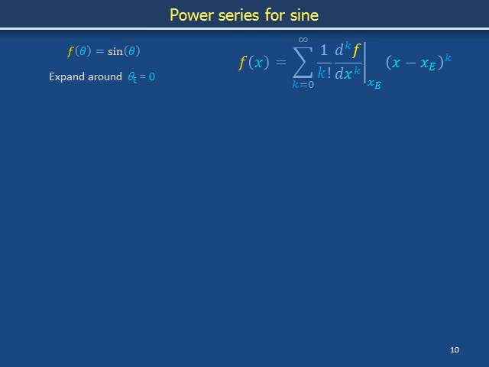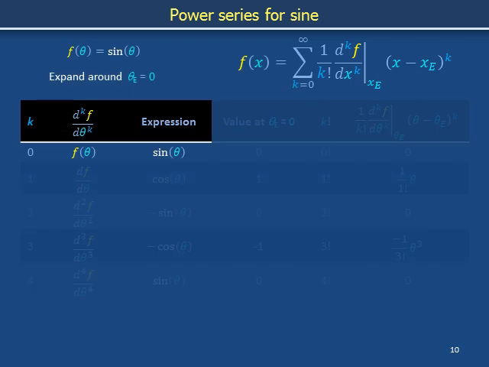We need to write out the quantities that appear in the sum. To do this, we will fill out the entries of this table. For the term with k equals 0, we are interested in the zeroth derivative of f, which is another way to say f of theta. This is sine of theta.